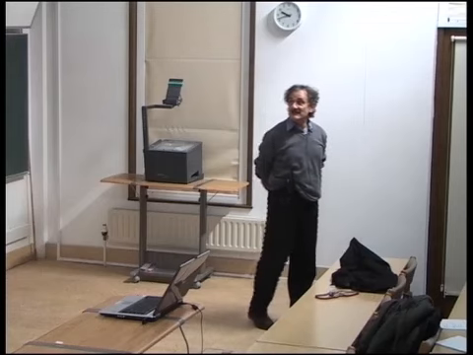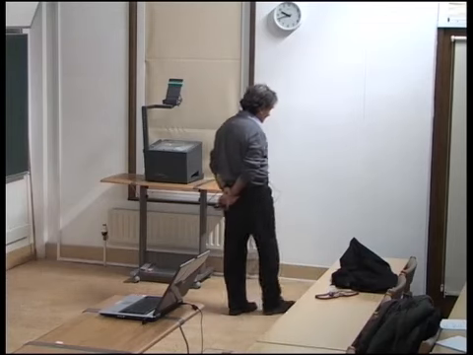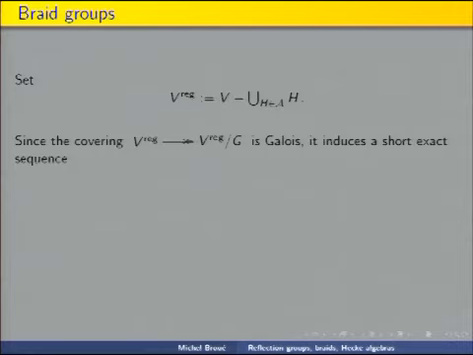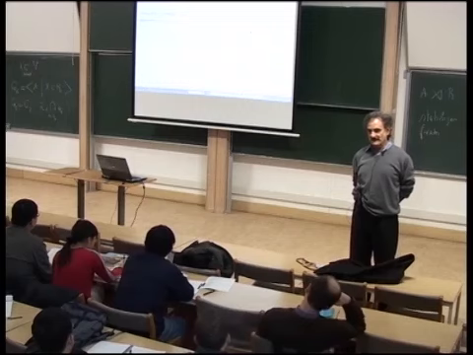So the covering V_reg goes to V_reg mod G, of course. G acts by permuting V_reg. So this covering is Galois, exactly what I have said. The fixator of any point is trivial. The fiber is always G. So it induces a short exact sequence. One goes to pi_1. You choose a point, the base point. Pi_1 of V_reg at the base point, pi_1 of V_reg mod G at the base point, goes to G, goes to 1.